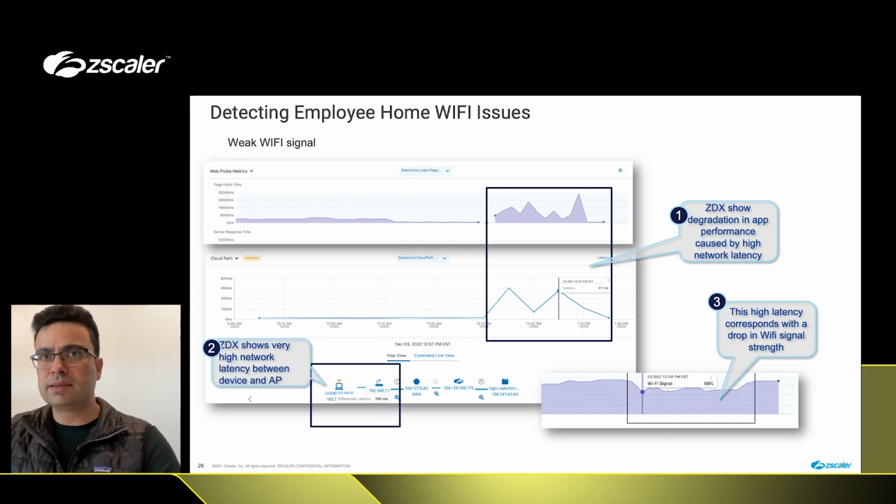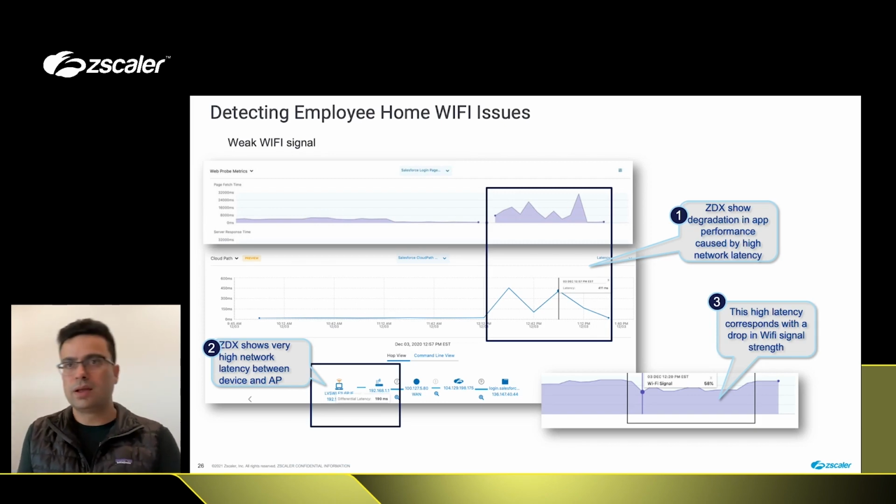So these are 3 specific examples: one focusing on a global event, the second focusing on a regional event, and the third, which is very specific to a user's home Wi-Fi scenario, that we were able to troubleshoot with ZDX.